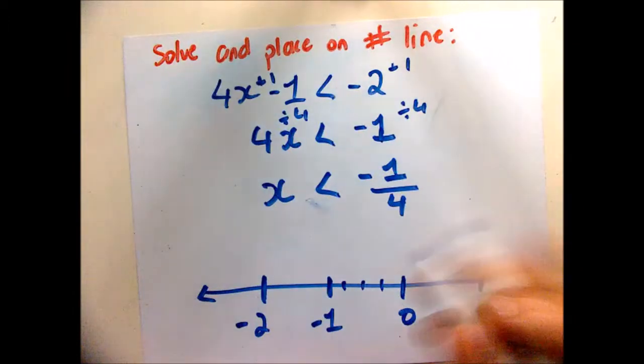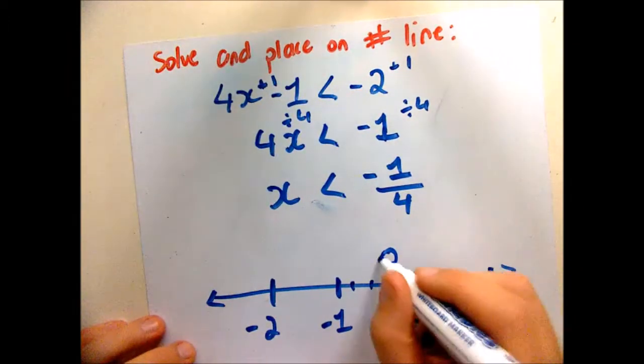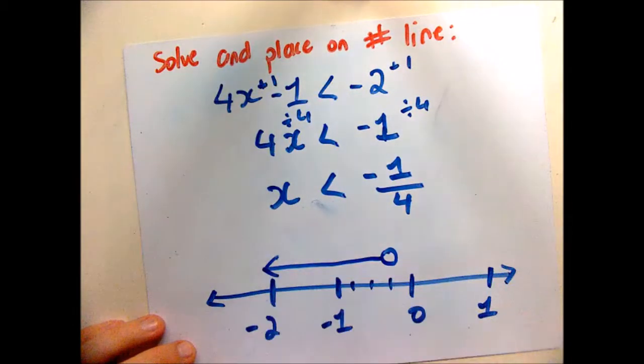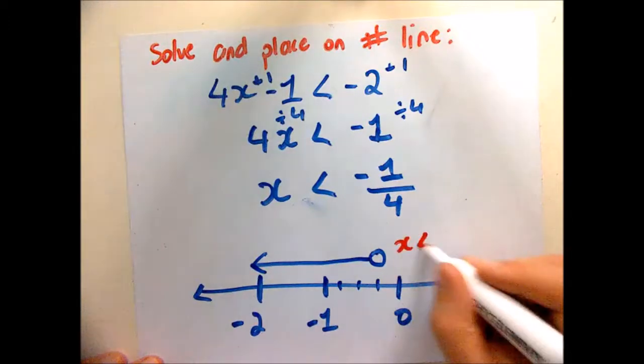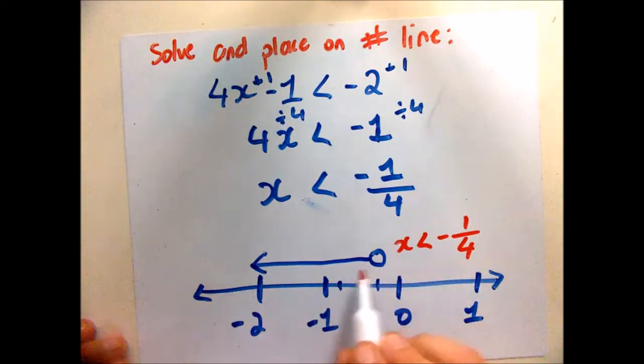So if it's not inclusive, it means I need to have my little hollow dot, and then I draw my arrow out there, and I've actually placed that on the number line now. So x being less than -1/4 can be any value from this point backwards, but not inclusive of that point.